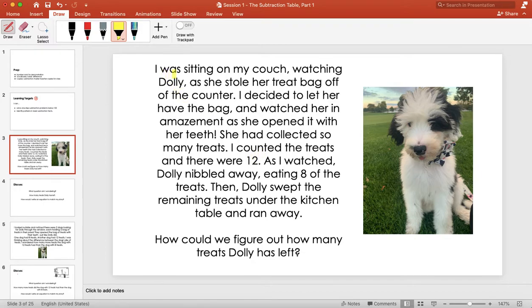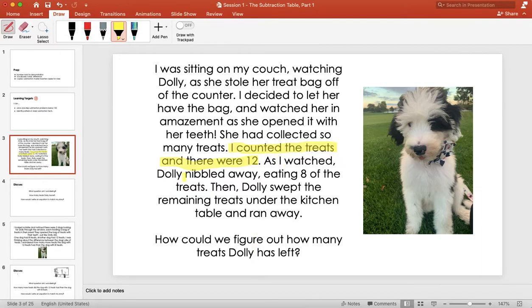So I was sitting on my couch watching Dolly as she stole her treat bag off the counter. Well, I don't need that to do an equation, so let's keep going. I decided to let her have the bag and watched her in amazement as she opened it with her teeth. I don't need that to make an equation either. She had collected so many treats. I counted the treats and there were 12. Okay, I'm going to need this sentence because now I know how many treats Dolly started with. She started with 12 treats.